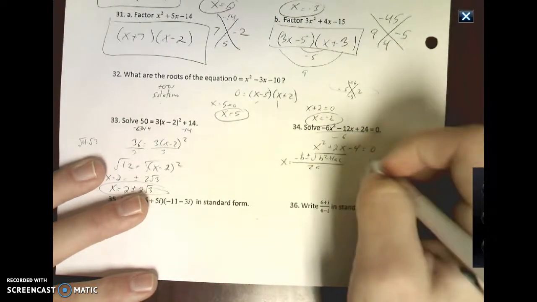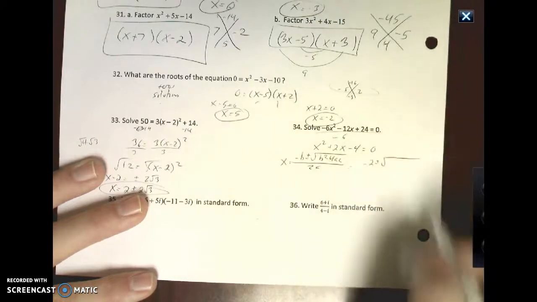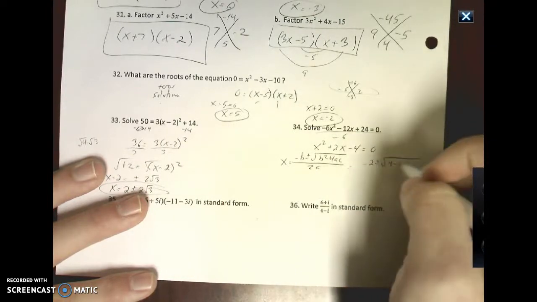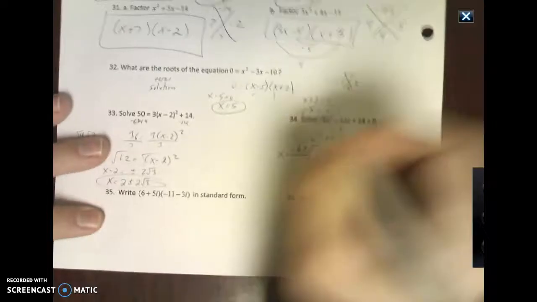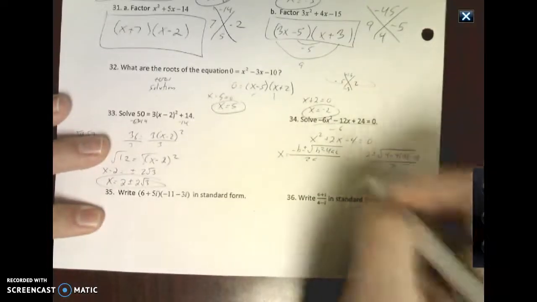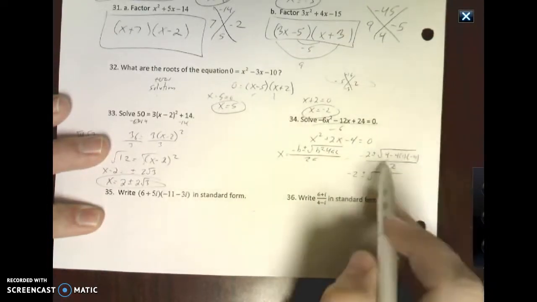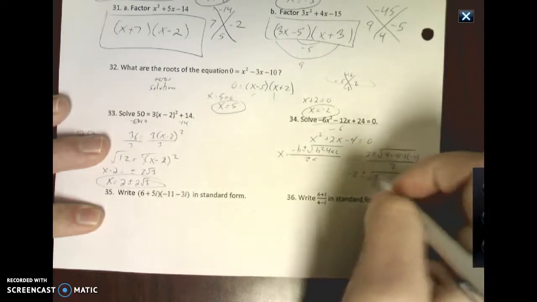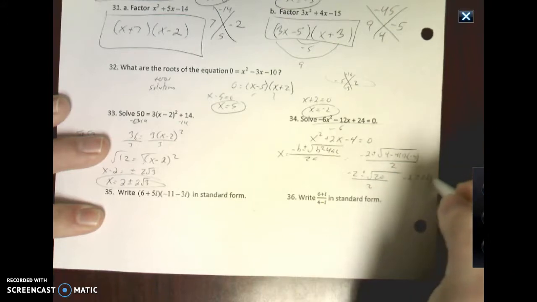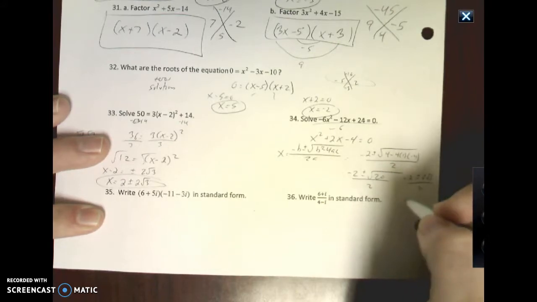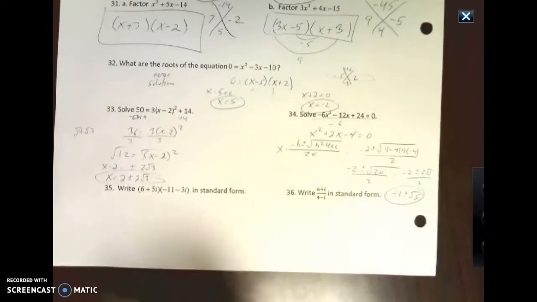Okay, so negative 2 plus or minus the square root of b squared, which would be 4, minus 4ac, which is negative 4. You can plug everything right in. Then on the bottom we got 2 times 1 is 2. So if we clean this up, 4 plus 16 is 20. This breaks down to 2 root 5 over 2. Divide everything by 2: negative 1 plus or minus root 5. There we go. Just a little bit of quadratic formula going on there, that's all.